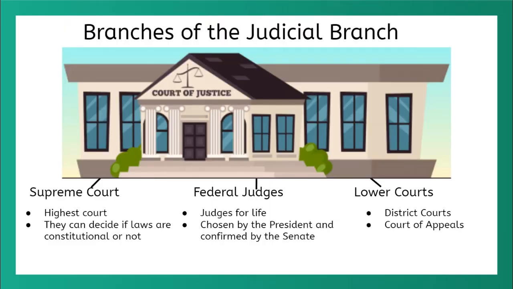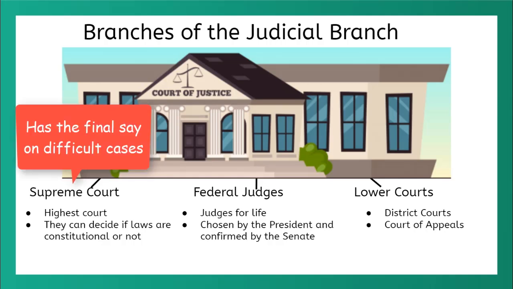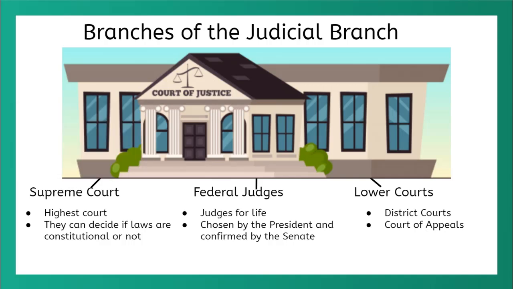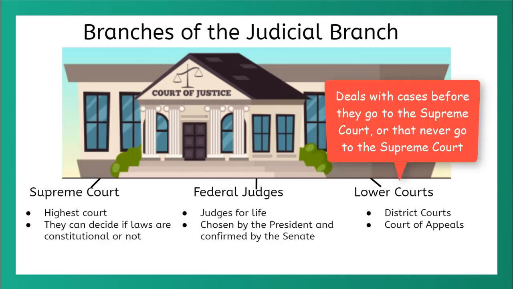Within the judicial branch, there are different levels of judges and courts. The Supreme Court is the highest in the country, and it has the final say on any cases. Then there are district courts and the Court of Appeals, which deals with cases that don't need to go to the Supreme Court. All judges of the U.S.